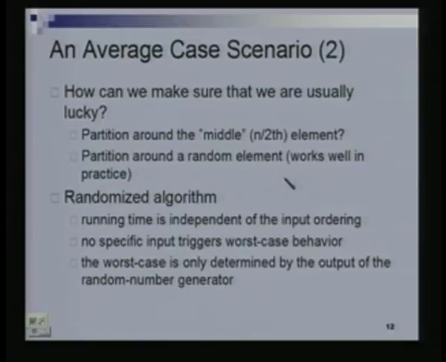So we said we don't want to pick a specific element as the pivot. Why? Because if I decide I always want to pick the last element as a pivot, then if my sequence is, let's say, in decreasing order or increasing order, then I am stuck with an n square running time. So I will just pick a random element as the pivot.